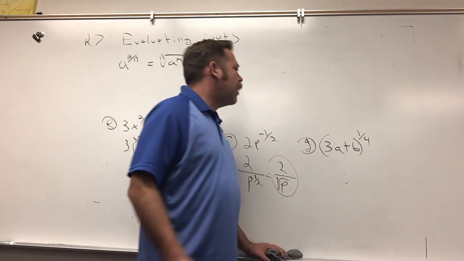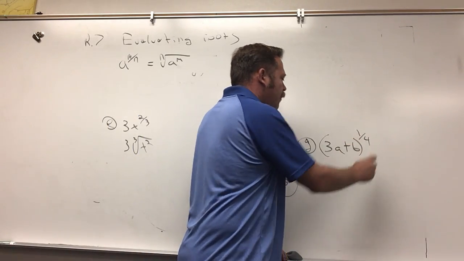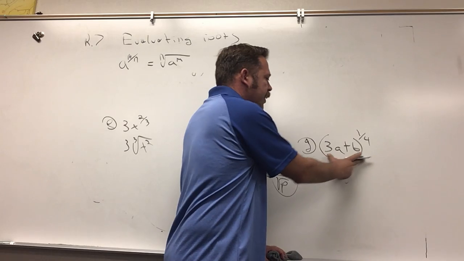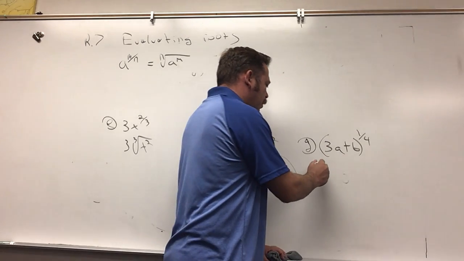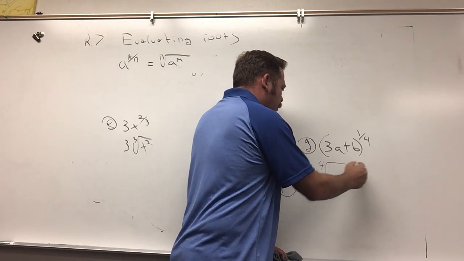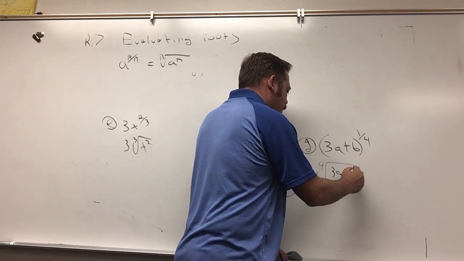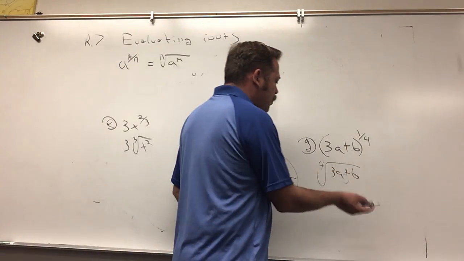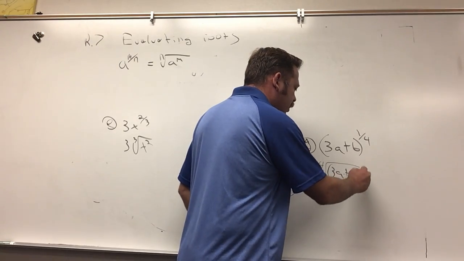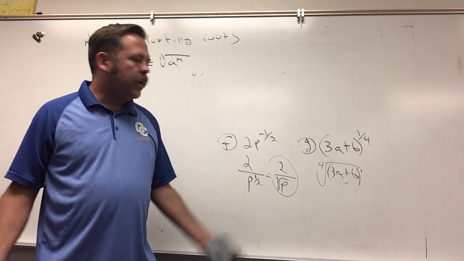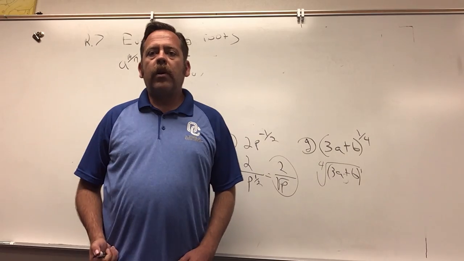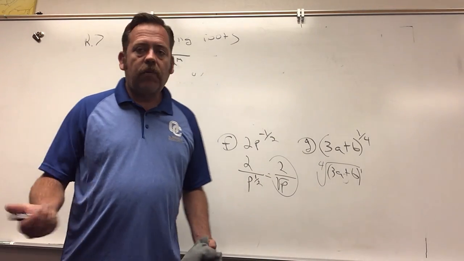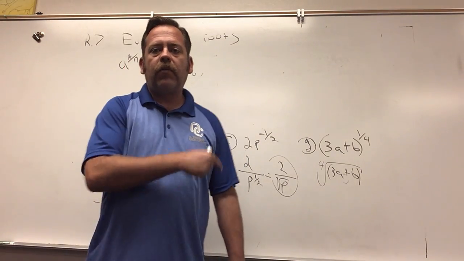All right, now here, this 1/4 is being applied to the entire binomial. So our root number is going to be 4, so the root, and then I have 3a plus b, and there we have it. 3a plus b is to the first power, so if you really wanted to, you could put it in parentheses to the first power, but since it's 1, you don't need to. If it was squared or third power, you would need it, but for the 1, you don't.